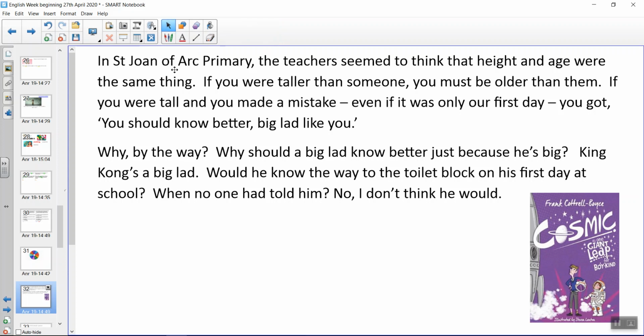In St Joan of Arc Primary, the teachers seemed to think that height and age were the same thing. If you were taller than someone, you must be older than them. If you were tall and you made a mistake, even if it was only your first day, you got "you should know better, big lad like you."